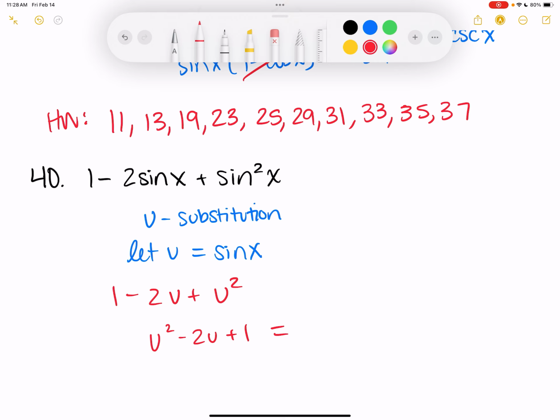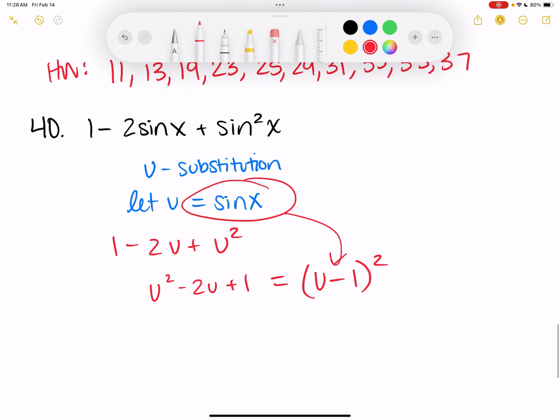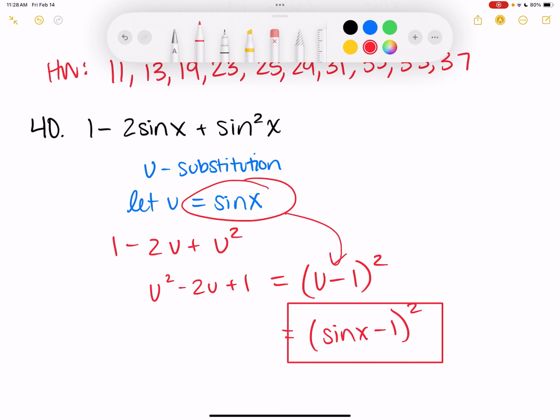So now, in that form, how would you factor this? Yep, u minus 1 squared, because this is a perfect square trinomial. So now, the only thing that we have to do is remember to plug this back in. So this becomes sine of x minus 1 squared. And that's our answer.